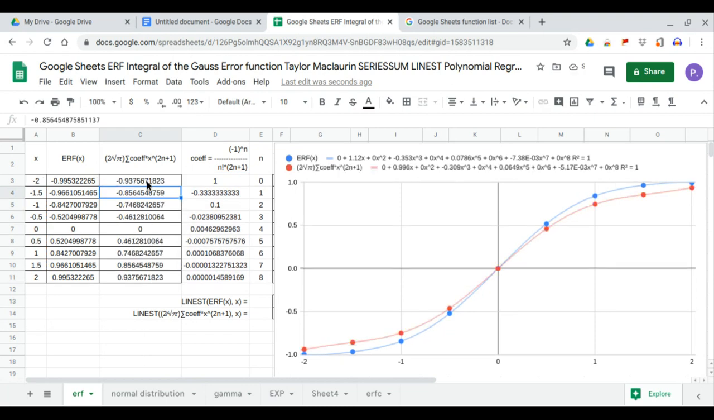We're almost there. We're missing the 2 over square root of pi. So we're going to multiply 2 over square root of pi.